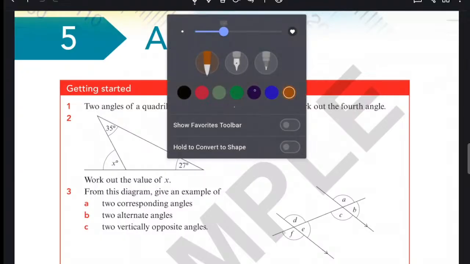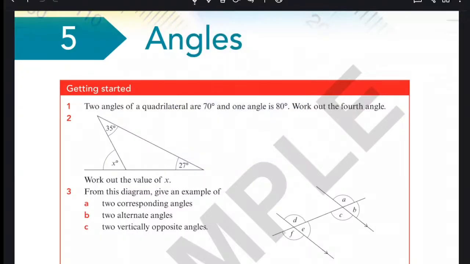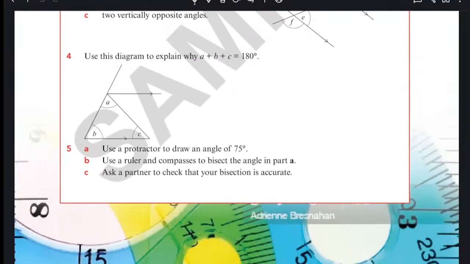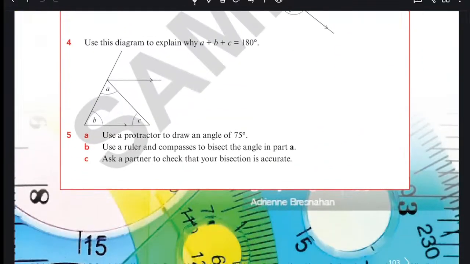Do you all have your maths books out? Okay, good. So what I want to teach you today is to do with angles.